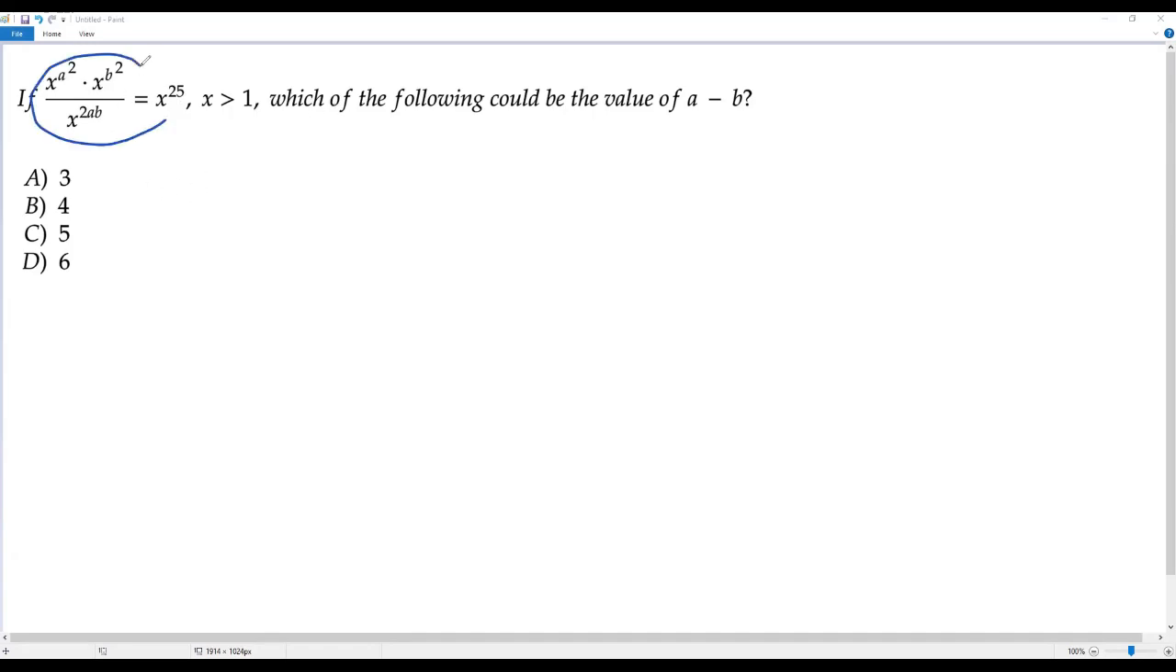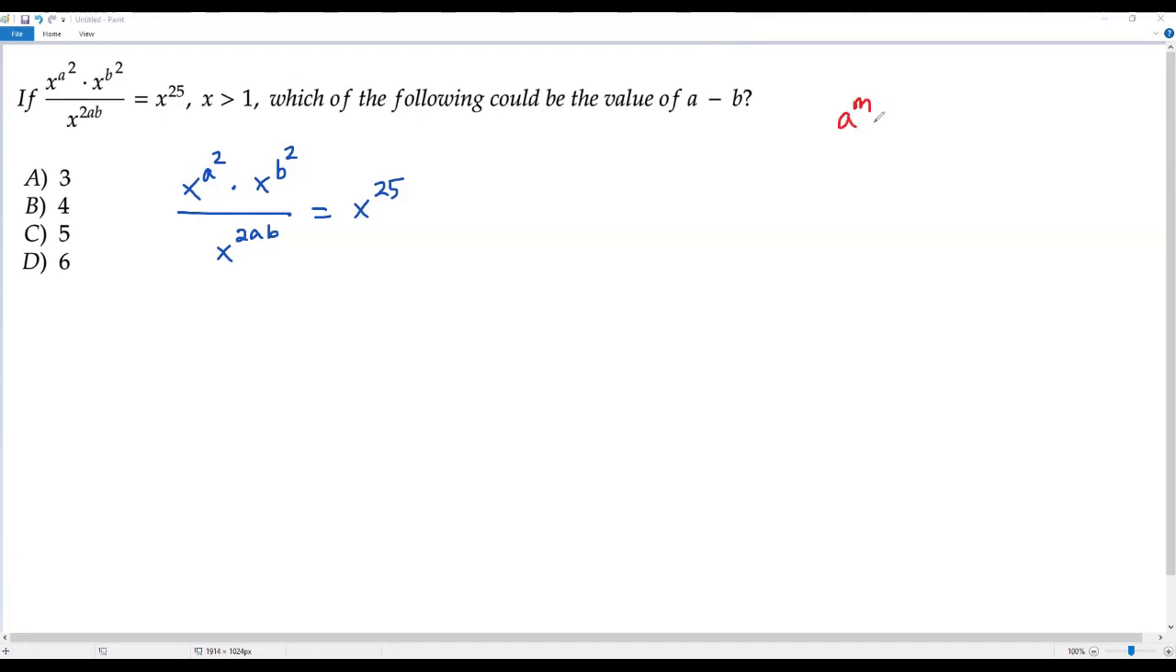Okay, now let me take the given equation as it is. That is x to the power of a square times x to the power of b square over x to the power of 2ab equals x to the power of 25. Here in the numerator, two terms are multiplied with the same base. So whenever two terms are multiplied with the same base, we can take the base once and we have to add the exponents using the product rule of exponents.